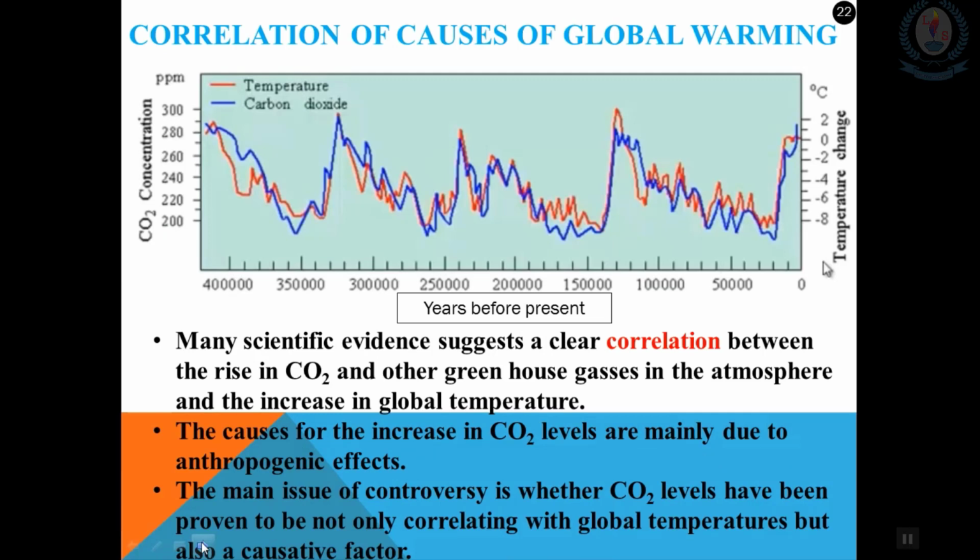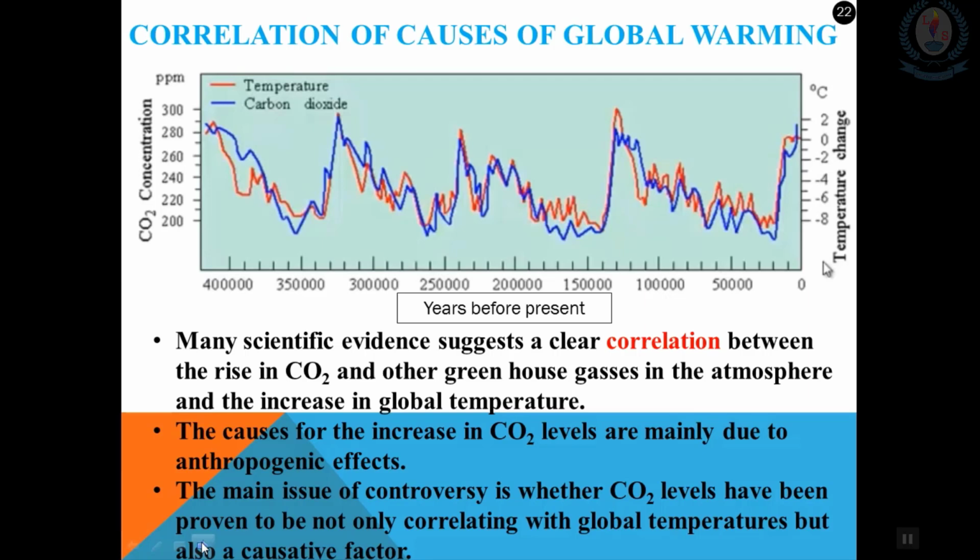A lot of evidence from many studies now suggests a clear correlation between the rise in the levels of carbon dioxide and other greenhouse gases in the atmosphere and the increase in global temperature. This has taken us to a point where it's difficult to decide whether increase in greenhouse gases are causing the increase in temperature or are the result of rising temperature. Correlation is not the same as causation.